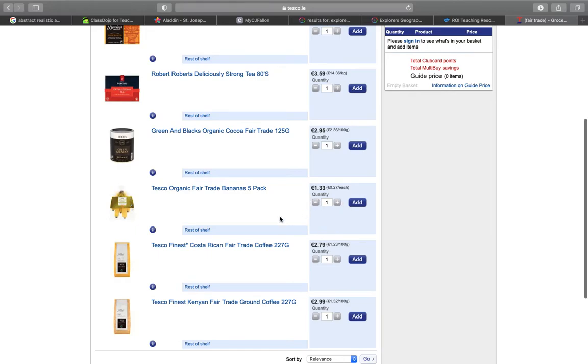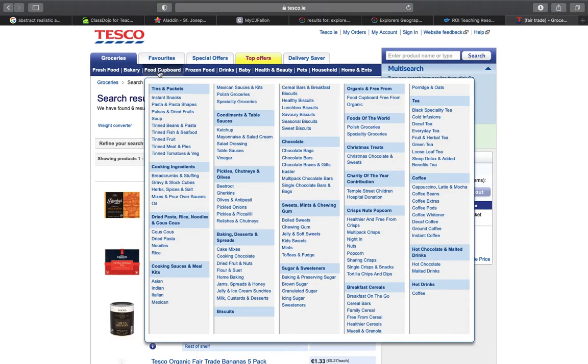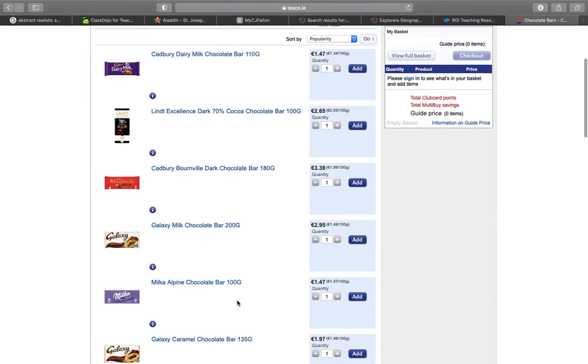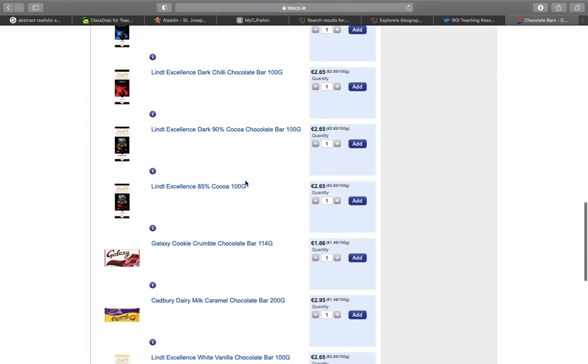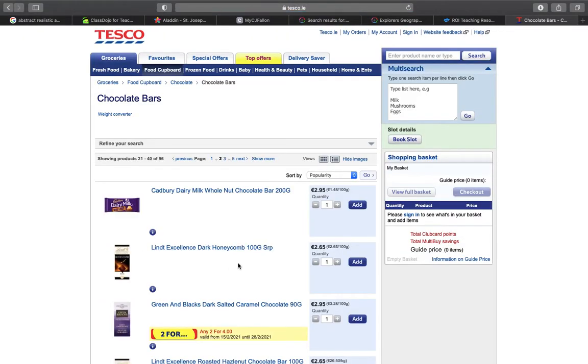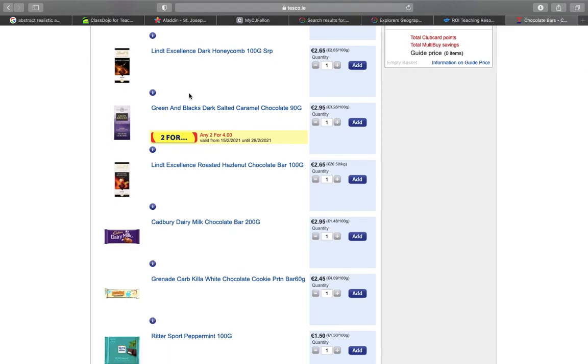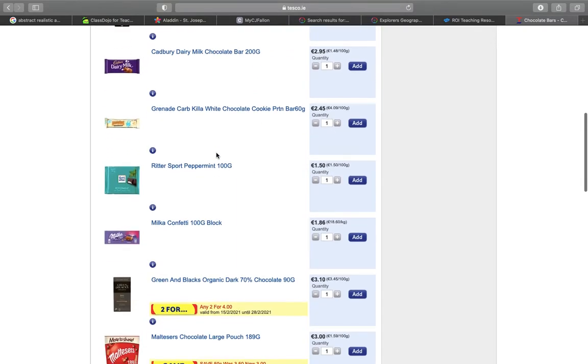It's a fair comparison. If you're just looking up things and you want to see, for example, if you go into food cupboard and you go into chocolate bars and you want to see if they're fair trade. So for example, going on to the next page, I think I went for the Green and Blacks chocolate. I did. So I saw here that even though there's an offer on for them, this organic chocolate doesn't say it's fair trade.